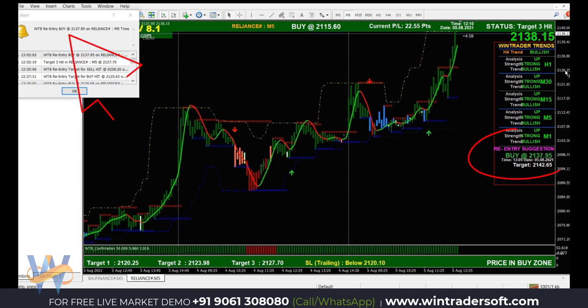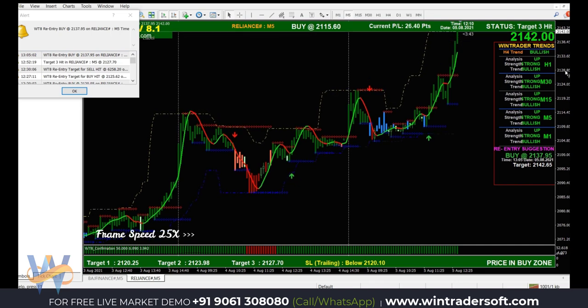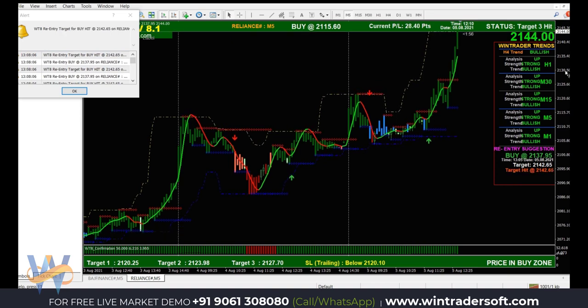Yes, we get a new re-entry suggestion. The re-entry suggested is 2137.95 and the target is 2142. You can check this one. If you enter at 2137 now, you can exit at 2142. 2142 is the re-entry target price. I hope you understand what the re-entry is and how it performs.